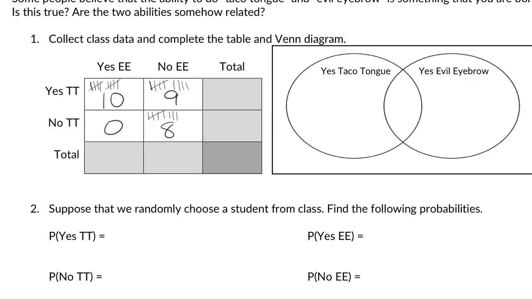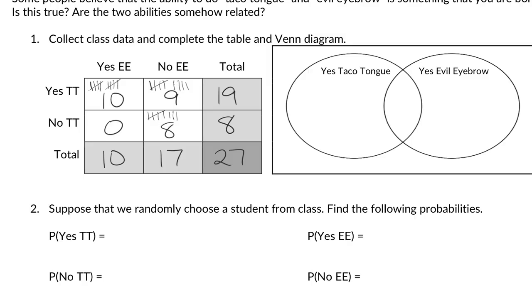So question for you, how many people in total in class can do taco tongue, period? How many people can do taco tongue? How'd you get 19? Nice. How many people are no taco tongues? 8. How many people are yes to the evil eyebrow? And how many people are no to the evil eyebrow? 17. Which means grand total, how many people do we have in our class? 27. We can get it by either adding the rows or adding the columns for the totals.